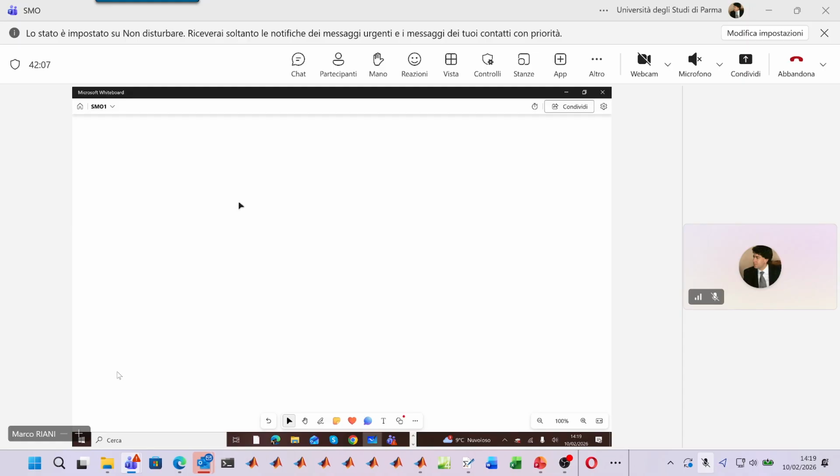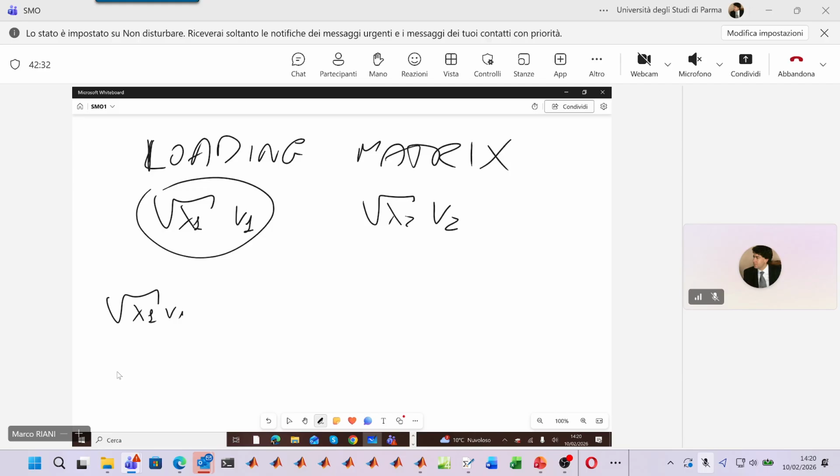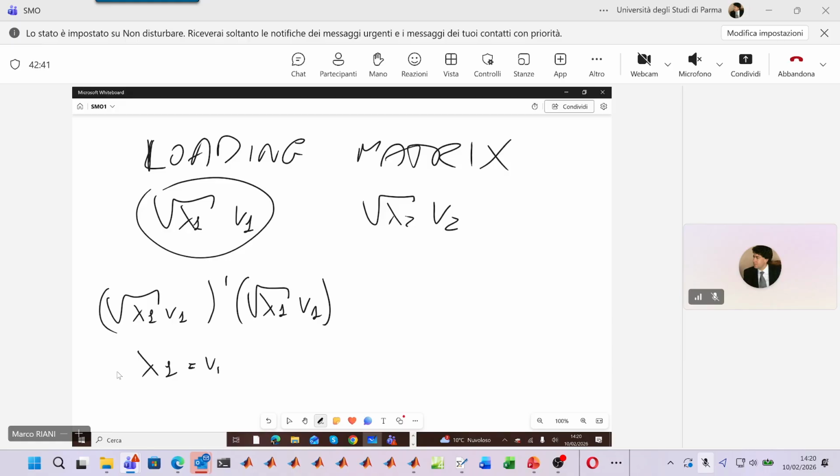So in the loadings matrix, here you have square root lambda 1 v1 and square root lambda 2 v2. This is the loadings matrix. Therefore, the sum of squares of this is what? Lambda 1 v1 prime v1 is equal to lambda 1. Okay, v1 is orthogonal, right?